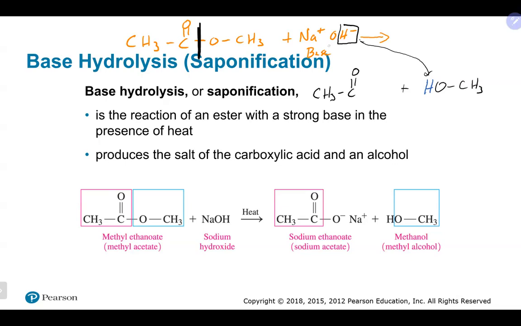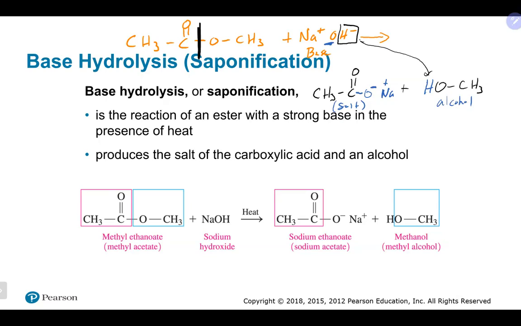But if you want to think about it, we still have an O, which gets us close to what we need. And that O is going to end up being a negative charge because we don't have the extra H there to put on there. So in this case, what we make is a salt. So that's where the sodium comes into play. And it creates this guy right here. So a salt of the carboxylic acid is made when you do a base one, but we do get the alcohol back.